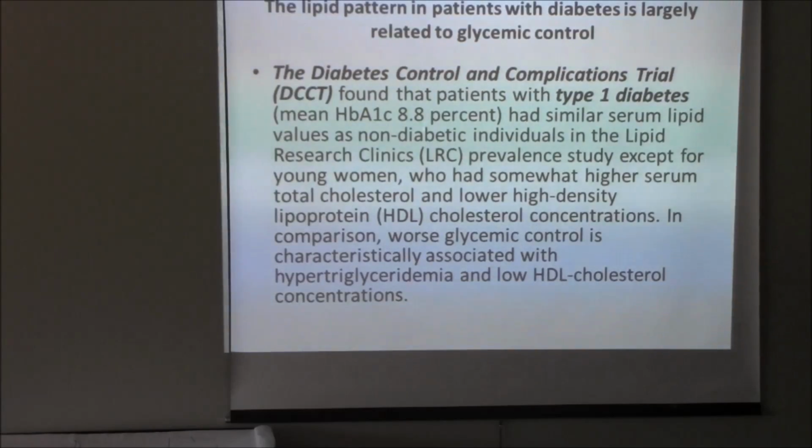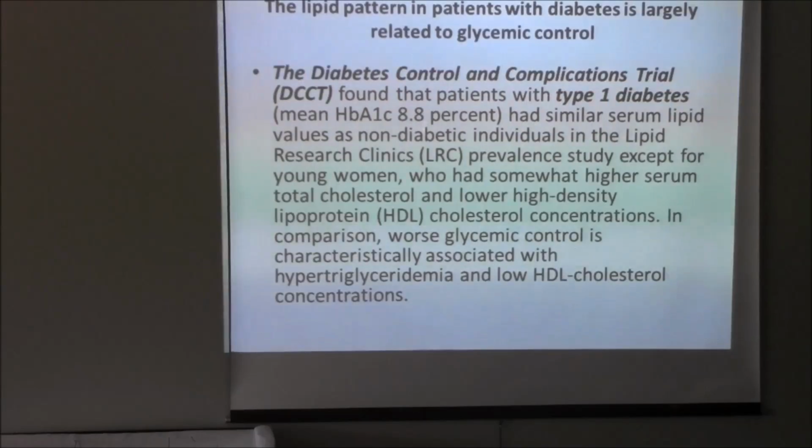Lipid pattern in patients with diabetes is largely related to glycemic control. You'll hear a lot about in the studies, for those in the healthcare realm, of the DCCT trial. That's the Diabetes Control and Complications trial. That is where they really, in the United Kingdom, did this study. And that's where metformin came out of. It's a drug that we commonly use. Also, out of this study came the tight insulin control with insulin.